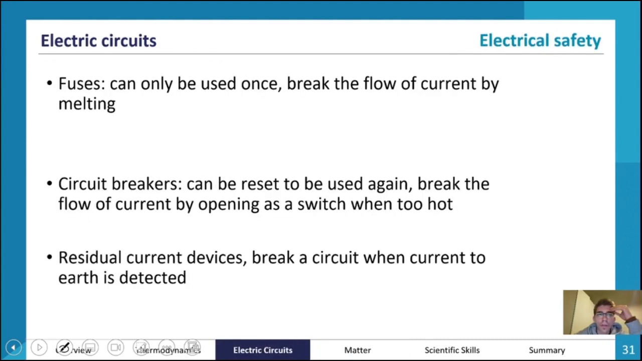Other things that you are going to learn in units 1 and 2 physics is about electrical safety. You are going to learn about fuses that can only be used once because they break the flow of current by melting. So what happens when it gets really dangerous all of a sudden and there is about to be a short circuit? Fuses basically break the circuit. There's another form that we call circuit breakers. By definition, their job is to break the circuit. They can be reset and they can be used again.